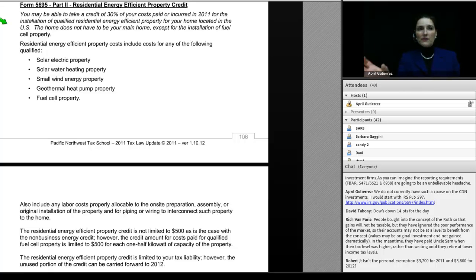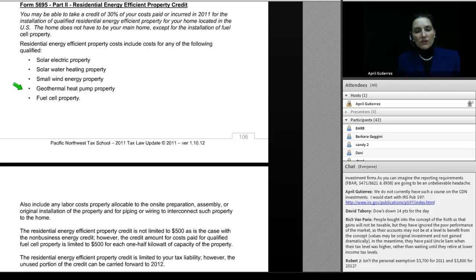So 2011, we're allowed this $500 credit. In 2012, there's nothing there waiting for us in the energy credit world on page 1. But page 2 will still be there for us next year. And page 2 is very interesting because let's see what's on page 2. Solar electricity property, solar water heating property, small wind energy property, geothermal heat pump property, and fuel cell property.